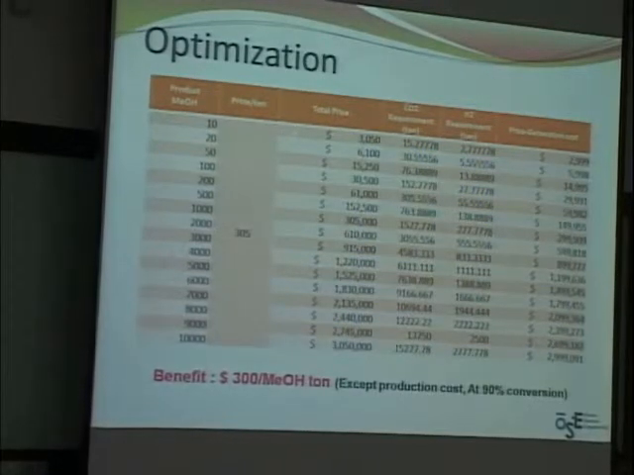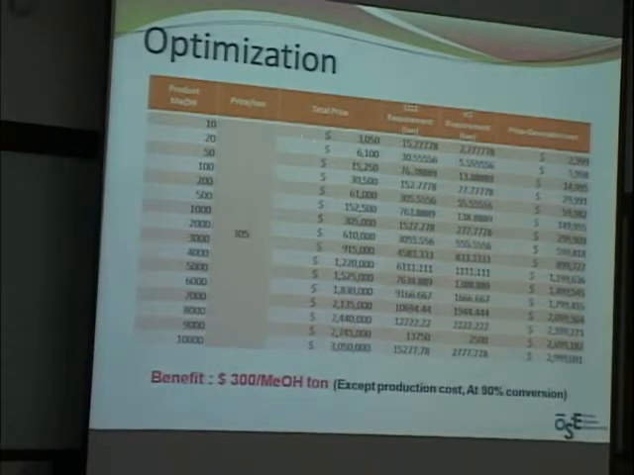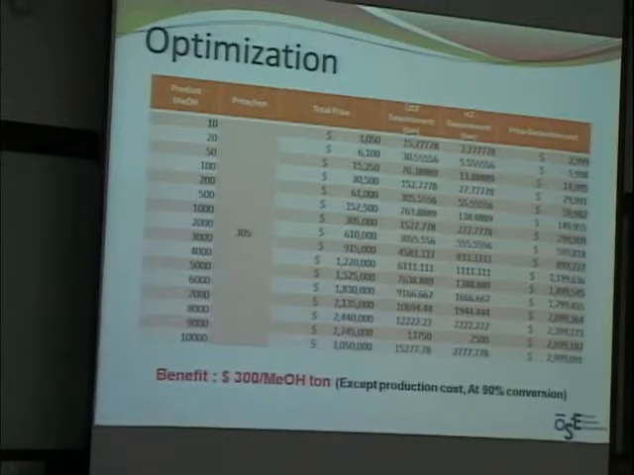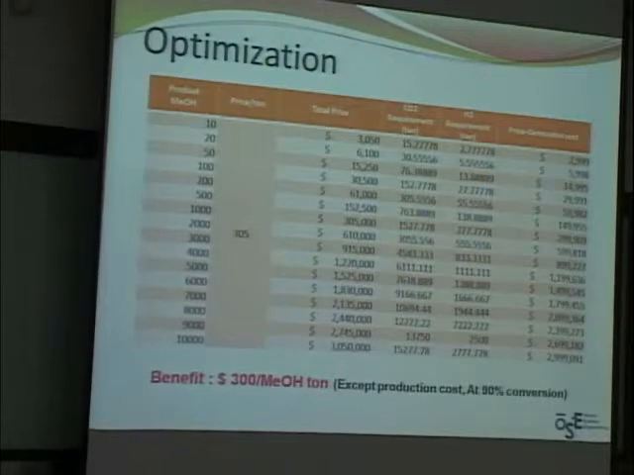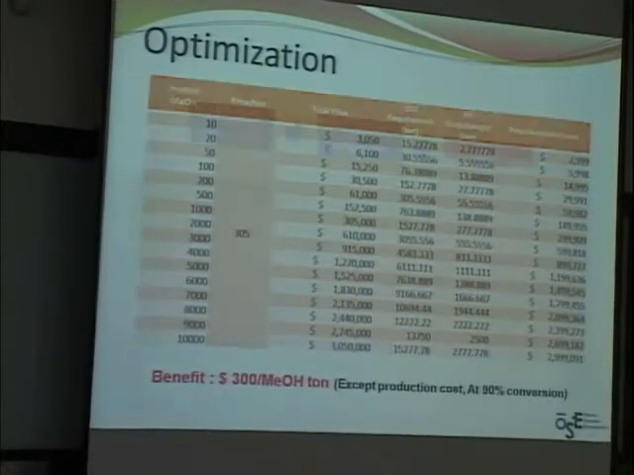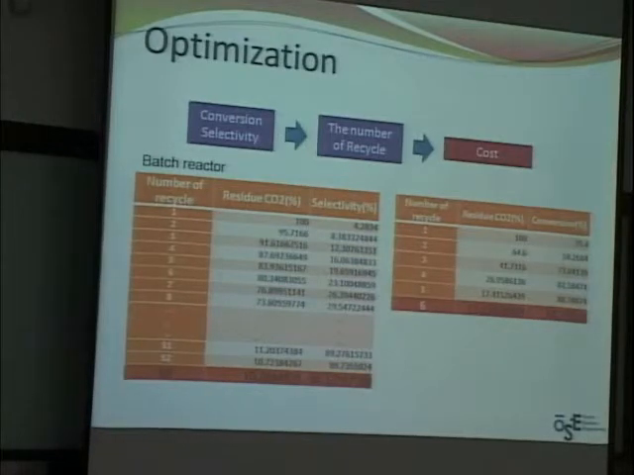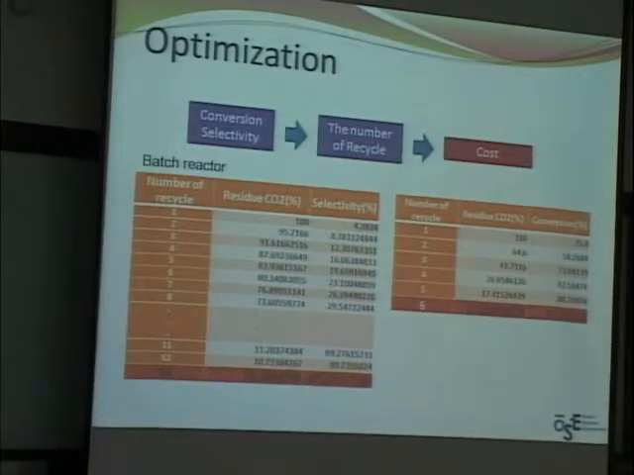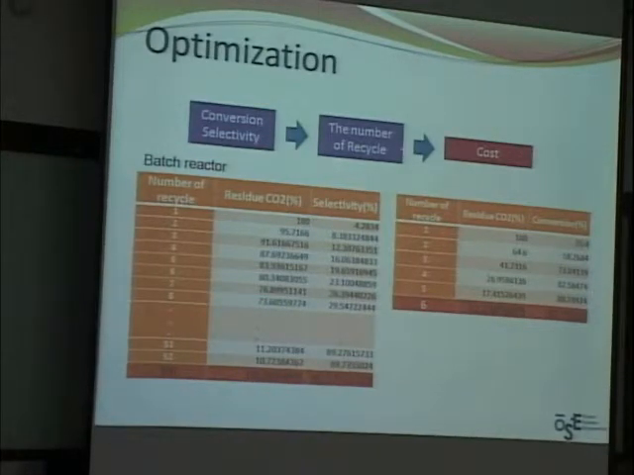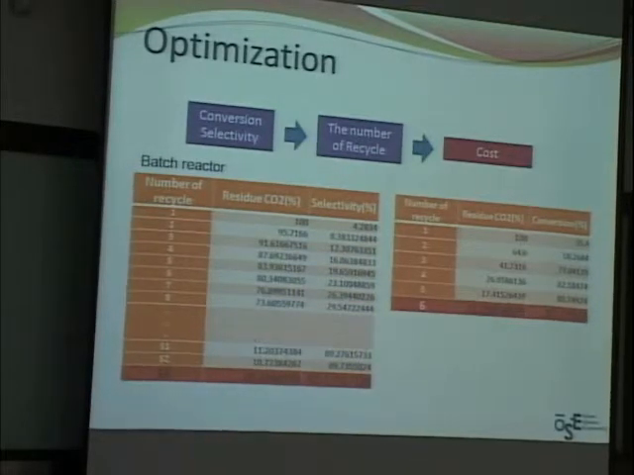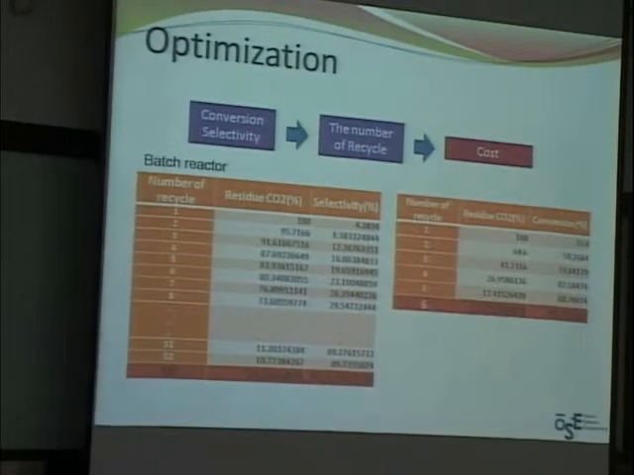This is the typical example from the previous equation model that will update in the final presentation. And this is another example for the optimization, if we find the optimum of the recycle ratio from the optimization program.